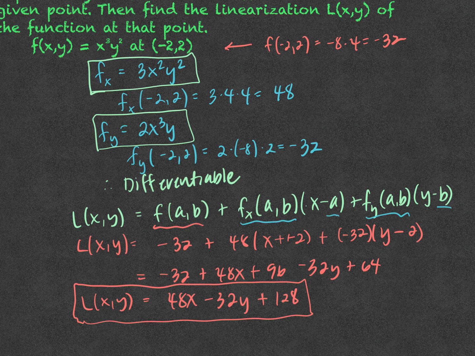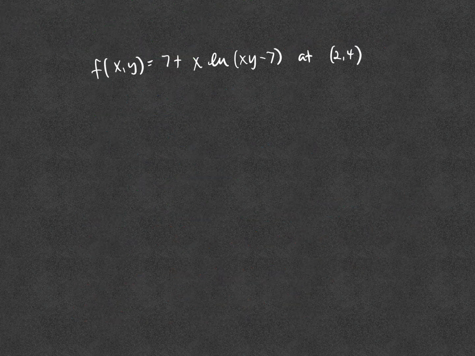Those aren't really difficult. They're not too bad to do. Remember that if it's differentiable, it's continuous. Let's look at another one. The directions are the same, where it's supposed to explain why it's differentiable and then find the linearization at the point (2, 4). And f of (x, y) is equal to 7 plus x natural log of (xy minus 7). So let's go ahead and find the partial derivative with respect to x. The 7 is a constant.